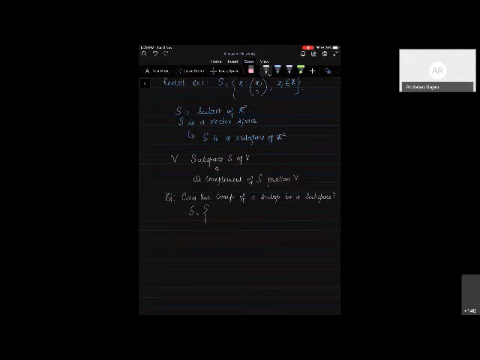Let's assume that S contains the zero vector, right? What about S complement? The complement is the set which contains all elements which are not in S. Therefore, S complement does not contain the zero vector, and the moment it does not, it cannot be a vector space. So therefore, the complement is not a vector space.